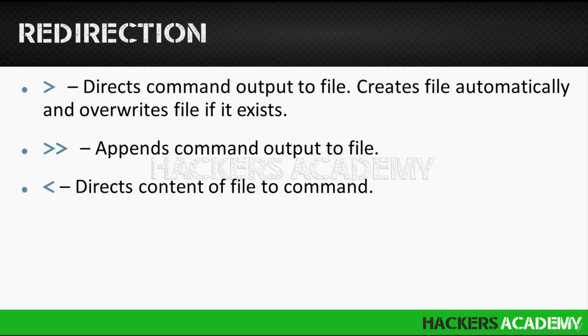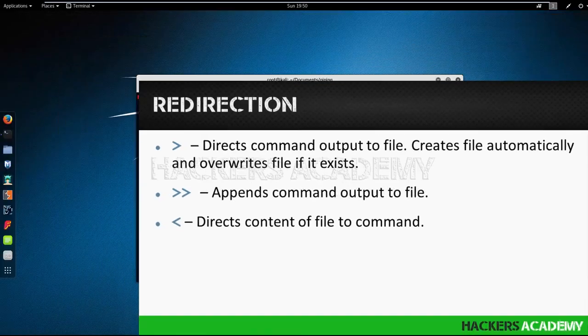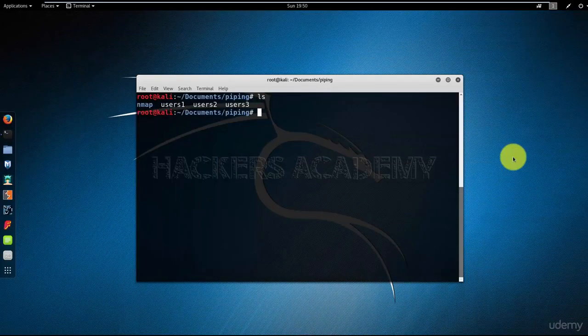Two greater signs will append the command output to the file. So if I run the ping command the first time and I save the output in one file using the greater sign, and I do that again, the second output will overwrite the first output. If I want to append it and add the second output to the first output, I use two greater signs. And the less than sign directs content from a file to a command. So it's the other way around. All right, let's see how that looks so you get a good practical understanding.